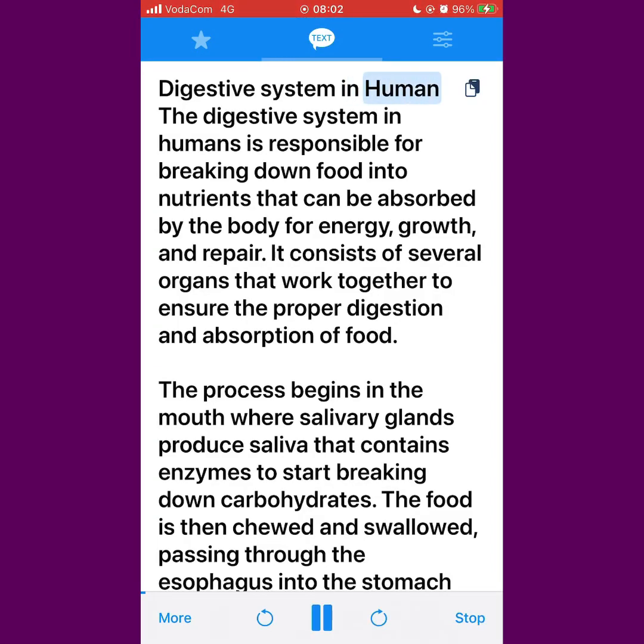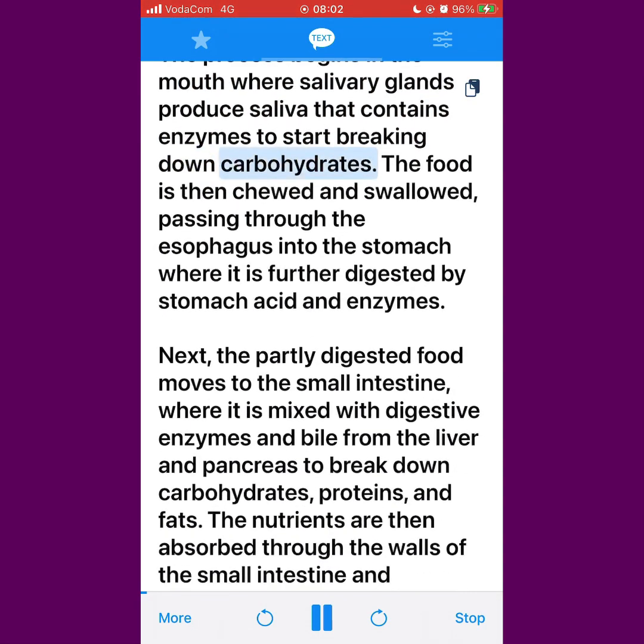Digestive system in human. The digestive system in humans is responsible for breaking down food into nutrients that can be absorbed by the body for energy, growth, and repair. It consists of several organs that work together to ensure the proper digestion and absorption of food. The process begins in the mouth, where salivary glands produce saliva that contains enzymes to start breaking down carbohydrates.